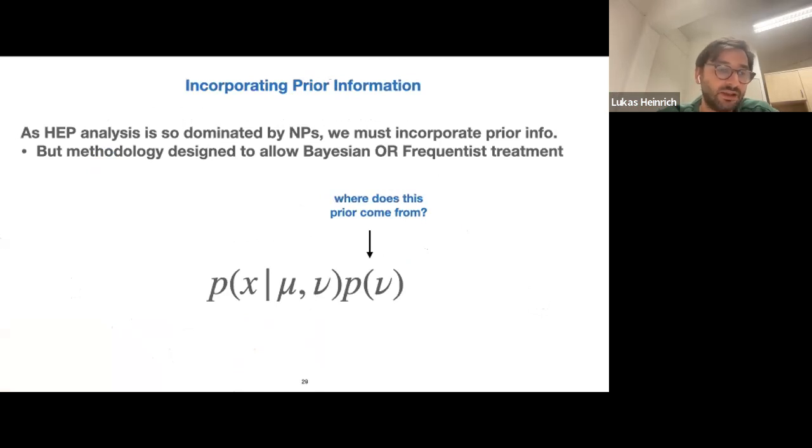Okay, so now you know how you're describing your key measurement, and the next step is incorporating prior information. As I said, high energy physics analysis is really dominated by nuisance parameters, so we need to incorporate prior information. But we want to do it in a way that allows both frequentist and Bayesian treatment. Even though we're doing a frequentist analysis, we need to incorporate all of this prior information.